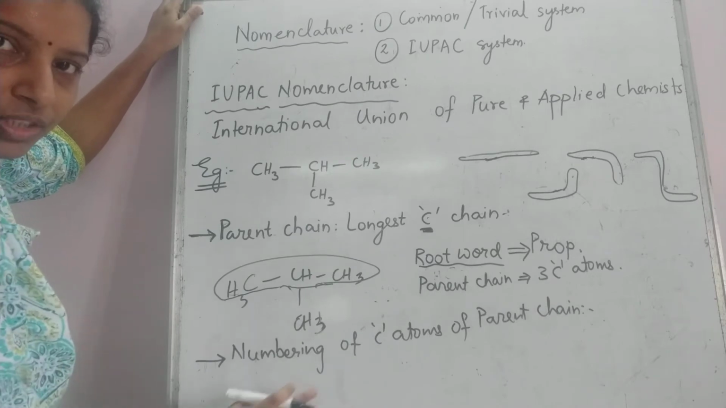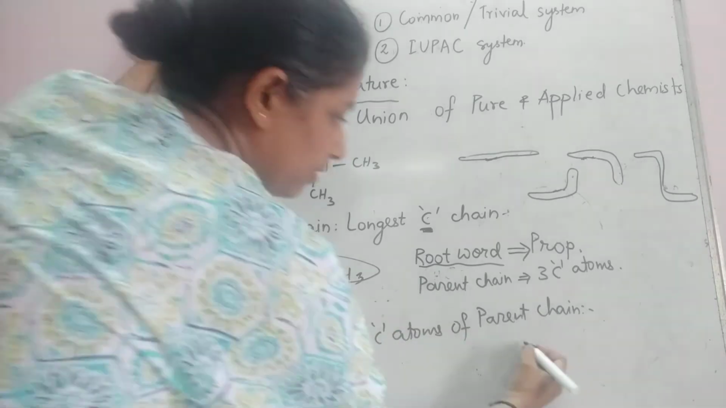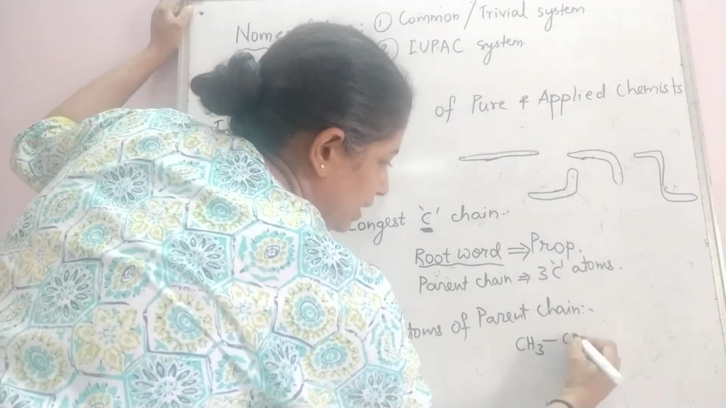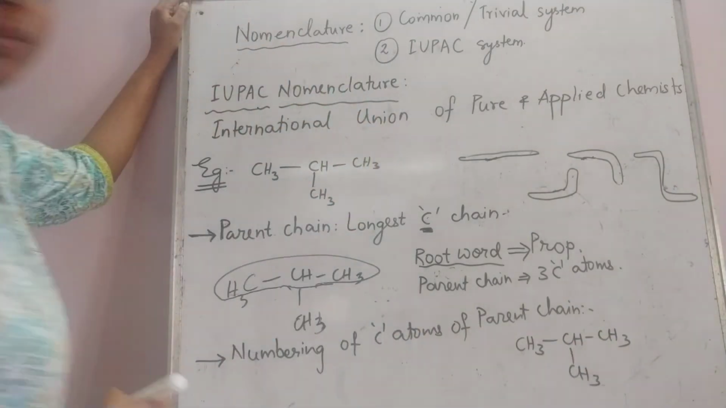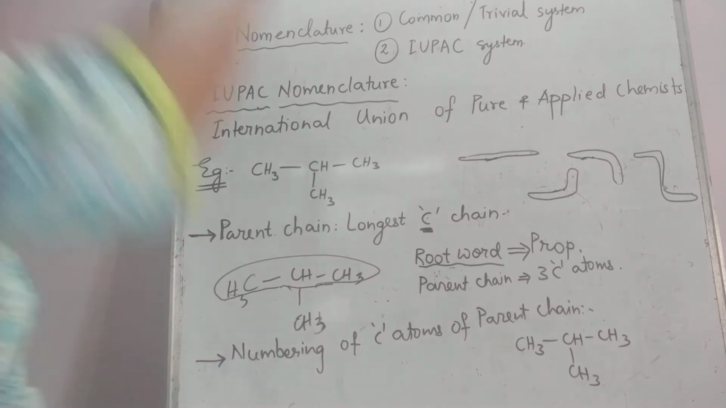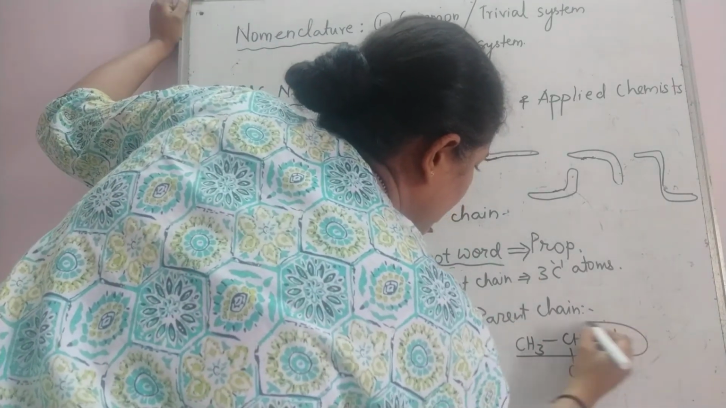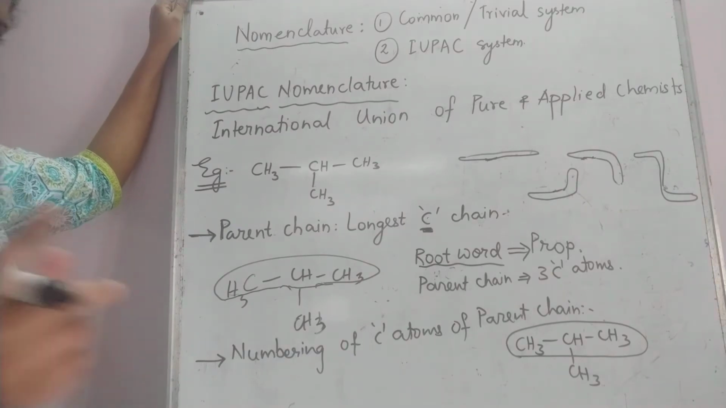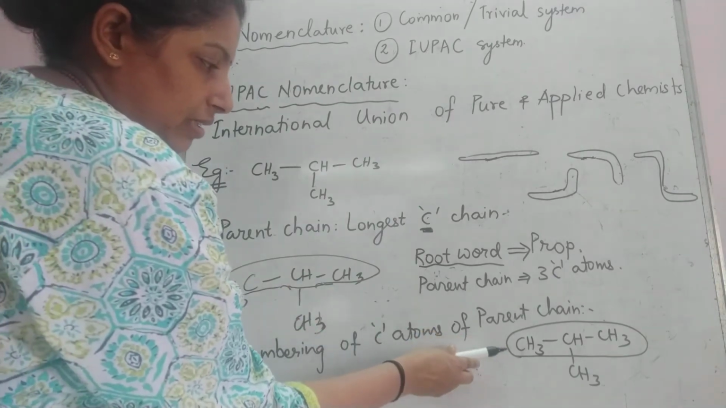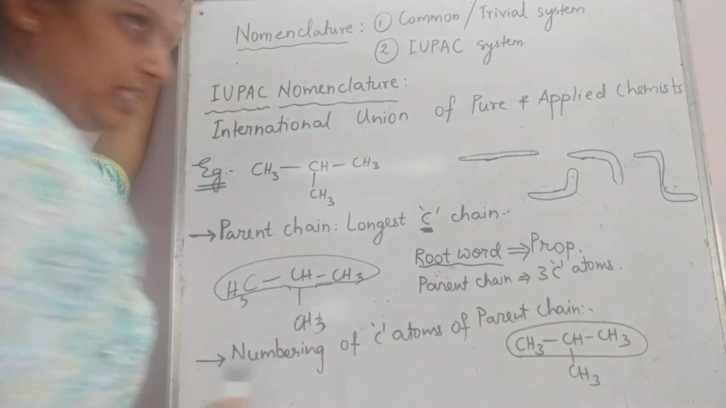Since this part of the board is not visible, I can write it here. My compound is CH3, CH3, and there is one CH3 group in that. Okay. So this is my parent chain. I will now number the carbon atoms of the parent chain. Suppose this is the head and this is the tail of the snake.